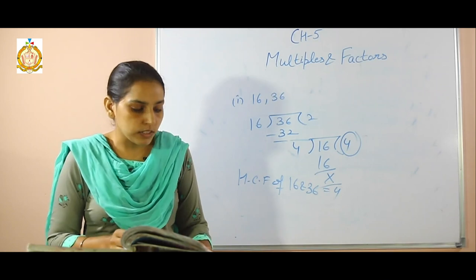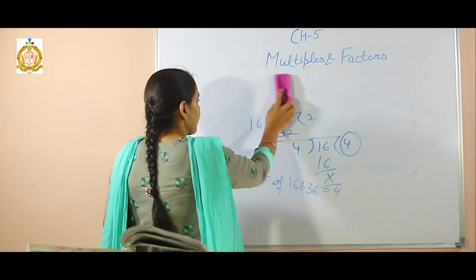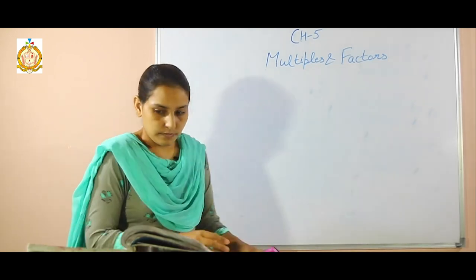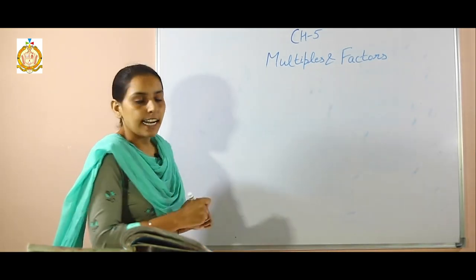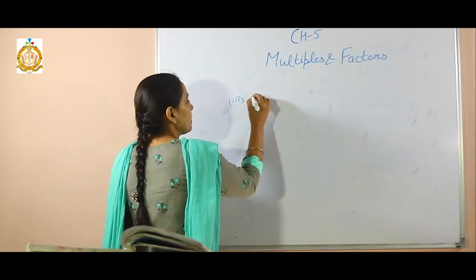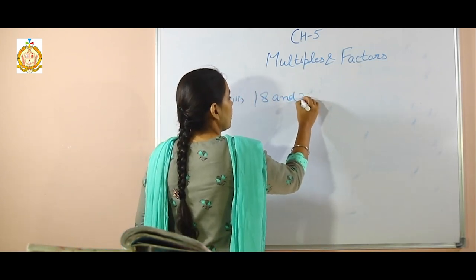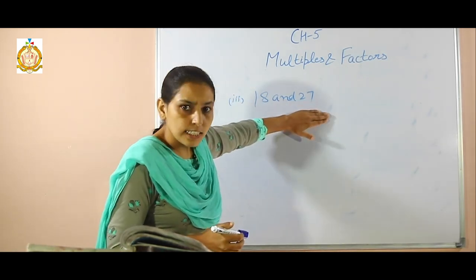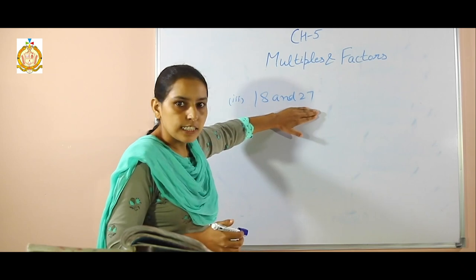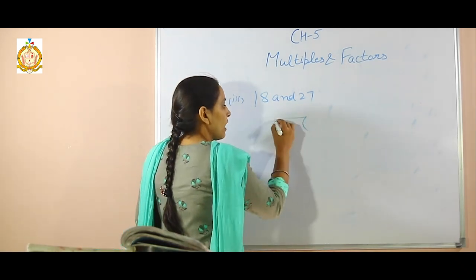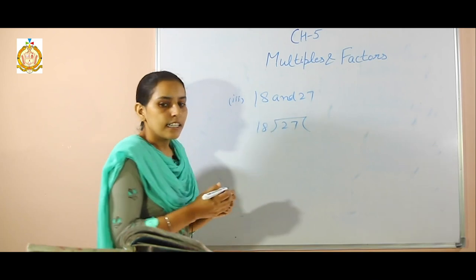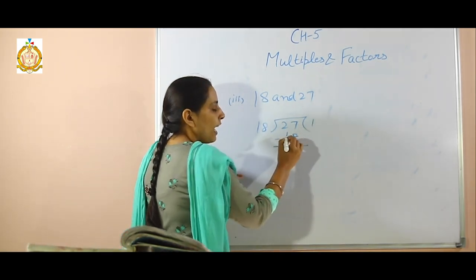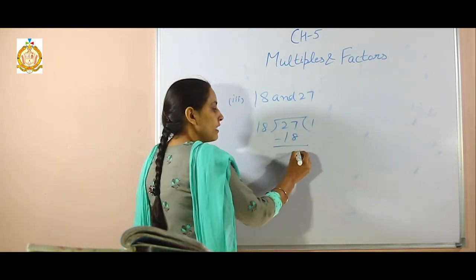Students, let's do one more sum so that you can understand. The next sum is 18 and 27. Students, now tell me which one is the higher number. 27 is the higher number. So take 27 as the dividend and 18 as the divisor. 18 ones are 18 and after subtraction you will get 9.